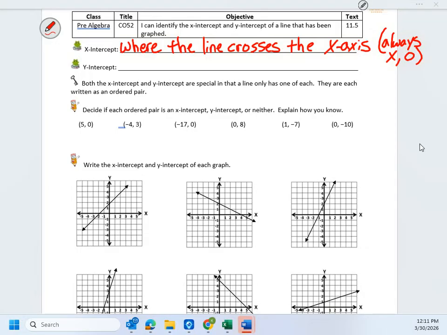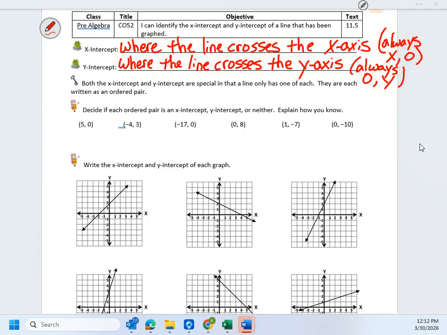The y-intercept is where the line crosses the y-axis, and this time it's always going to be a 0 for the x in your ordered pair. So where it crosses the x-axis, that y is a 0. It doesn't go up or down, it's on the x-axis. Where it's the y-intercept, there's going to be no x. The x will always be a 0. It stays on that y-axis.